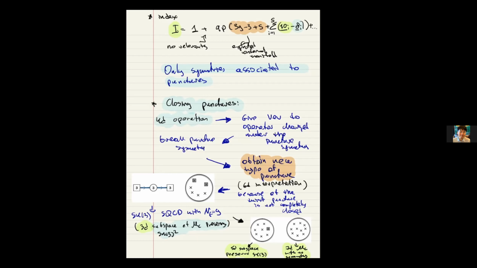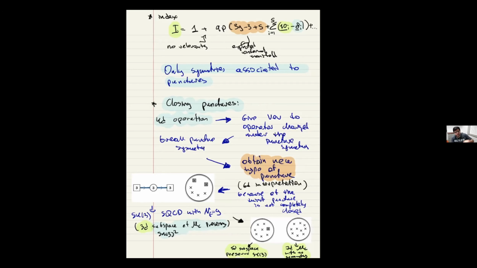Can I ask you one thing? Yes. This looks slightly different from the old picture of class S, where if you close the punctures you do not get extra ones, but here, upon giving a VEV, you seem to create many punctures.